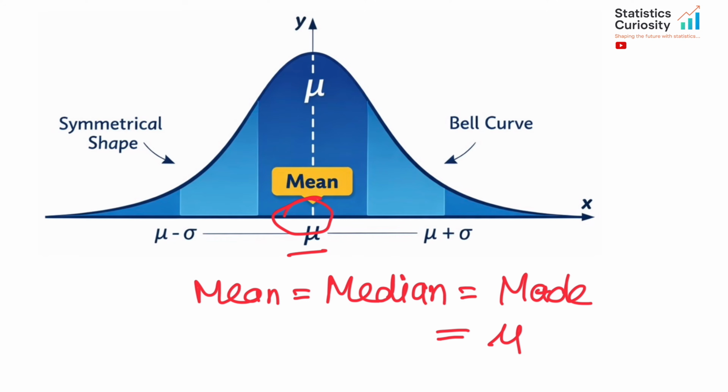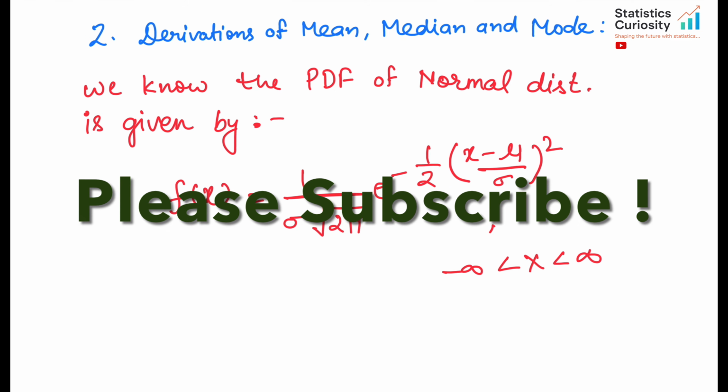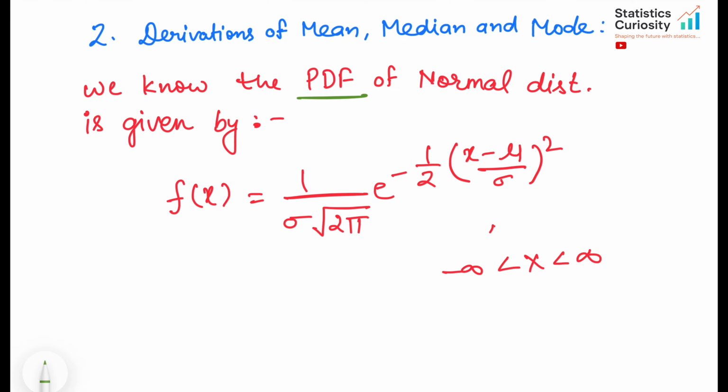Now we will prove the result mathematically, and we will derive the mean, median and mode of the normal distribution step by step. So to derive the mean, median and mode, we need something called the PDF, which is the probability density function of the normal distribution. Since the normal distribution is a continuous distribution, the probability function is called the probability density function, PDF. For a discrete distribution, it is called the probability mass function, PMF. Okay, so the PDF of the normal distribution is this: 1 upon sigma root 2 pi, e raised to the power minus 1 by 2, (x minus mu divided by sigma) whole squared. And the range of x is from minus infinity to infinity.